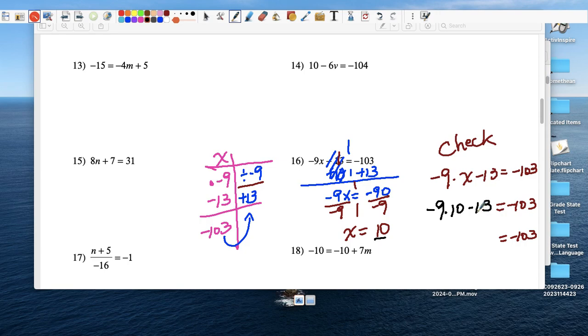Order of operations, what do we do first? The multiplying, there's a multiplication. So it's a negative times a positive, which is going to be a negative. 9 times 10 is 90.